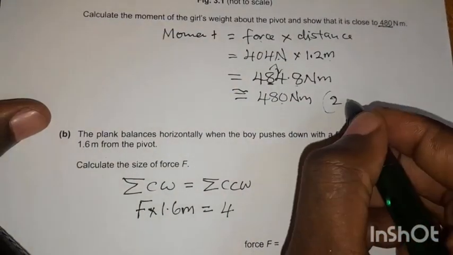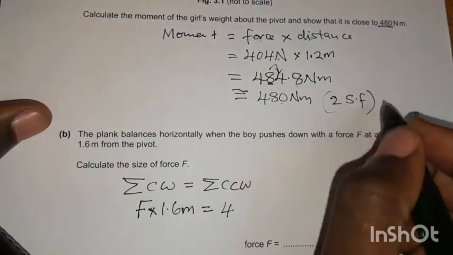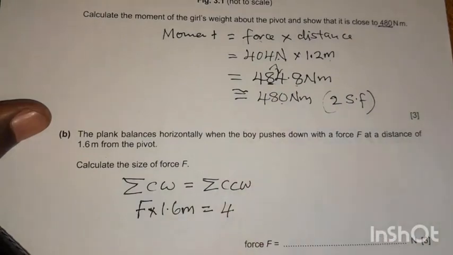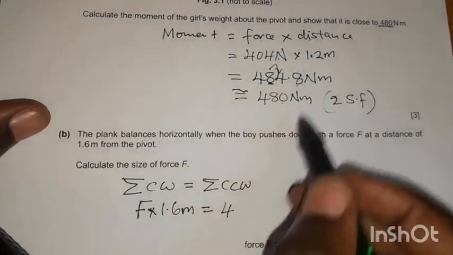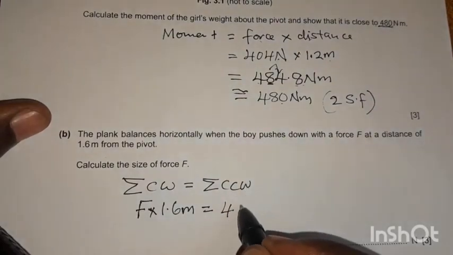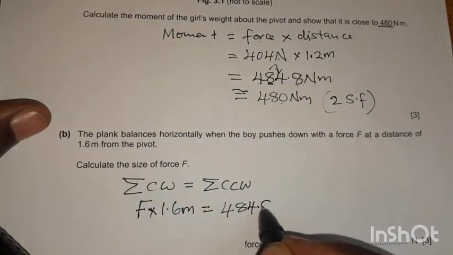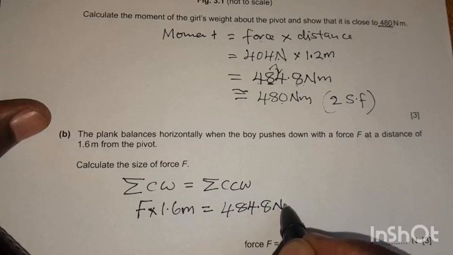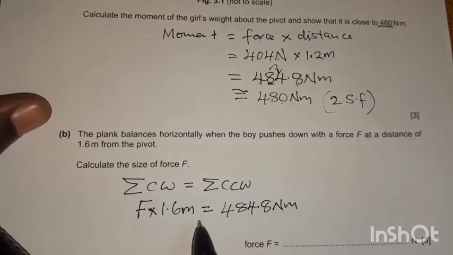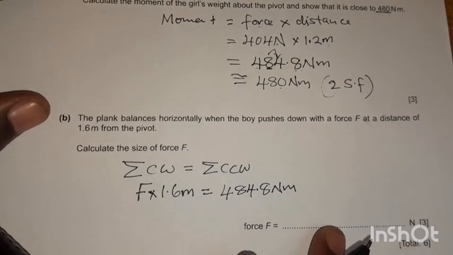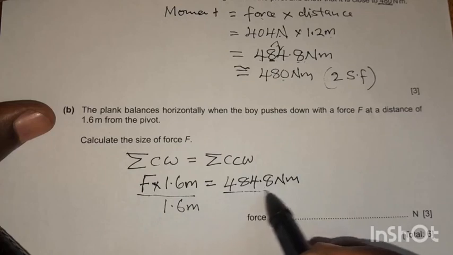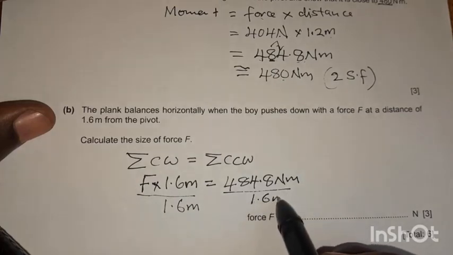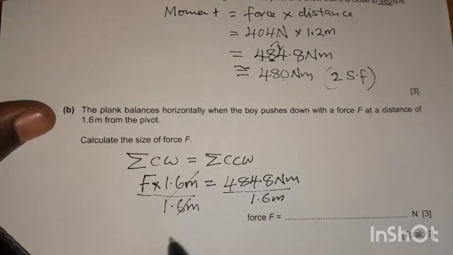This is under two significant figures. So we'll get the moment of the girl, which is 484.8 newton meter. Then to get the value of F, we are going to divide by 1.6 meters on both sides, so this and that go.